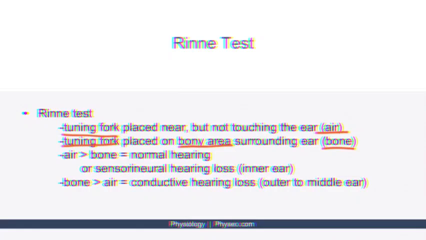So when the tuning fork produced louder noise to the patient when it was not touching the bone, in other words, it was just in free air, then that patient has normal hearing. But this can also be the case if the patient has sensorineural hearing loss. In other words, damage to the inner ear. However, if the patient says that they were able to hear the sound better when the tuning fork was placed against their skull, then that would mean that the bone is louder than the air. And this implicates conductive hearing loss. In other words, the outer or middle ear is damaged.